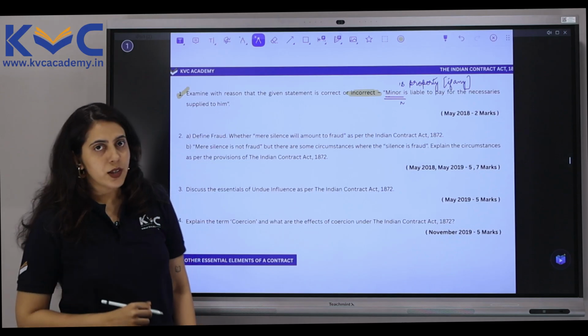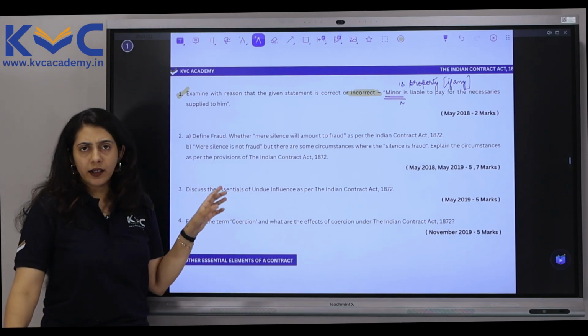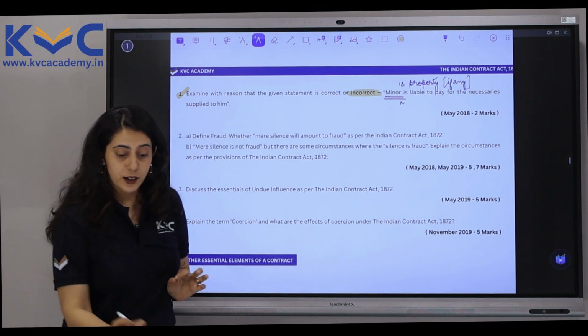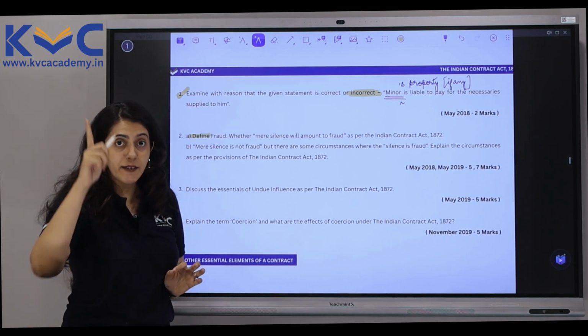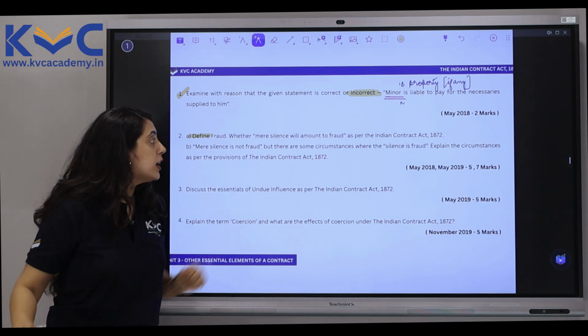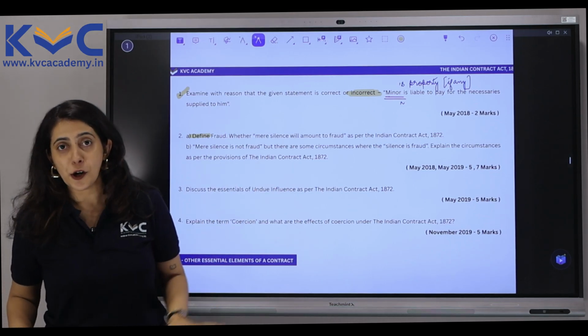Let's move on to the second question. The second question is again a direct question. Define fraud. Definition. Define fraud. Section 17. Then there is a concept: whether mere silence will amount to fraud as per the Indian Contract Act.